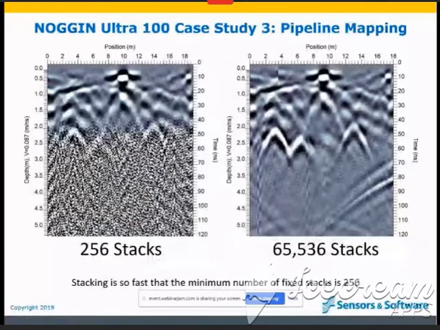Here's another example showing the same GPR line collected with 256 stacks on the left and 65,536 stacks on the right. Notice how the background noise is greatly reduced by stacking the data. At 256 stacks, we can see a hint of 3 hyperbolas that we would be gutsy and probably very uncomfortable to say are utilities. But at a higher number of stacks, the hyperbolas are so strong and obvious, we'd have no problem making that interpretation.